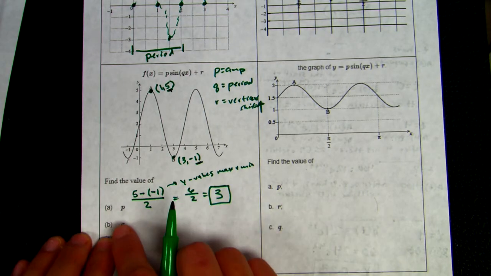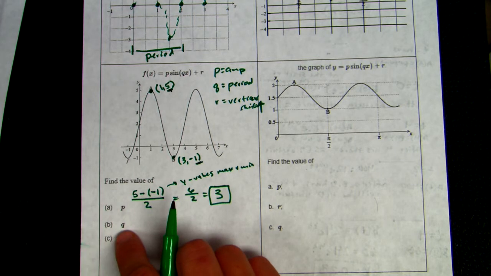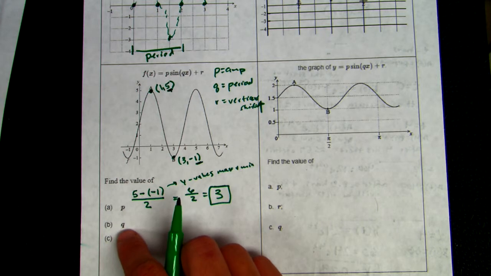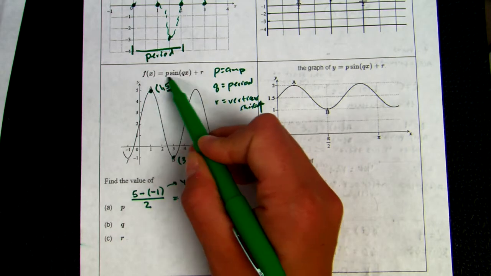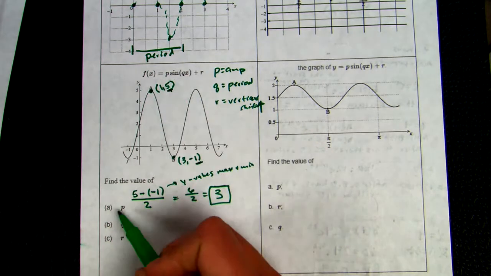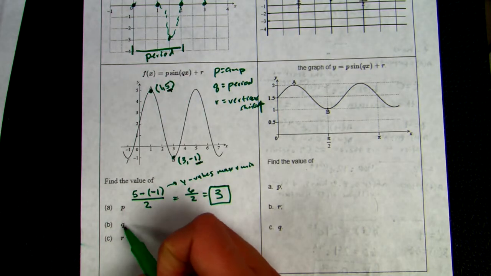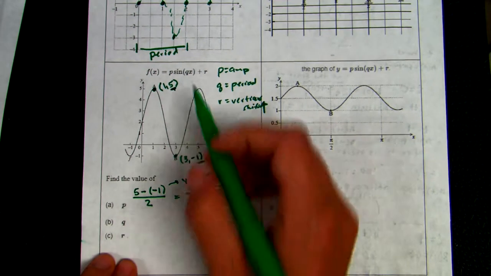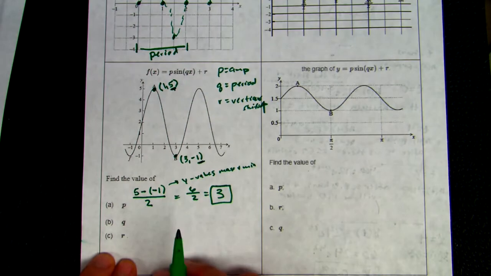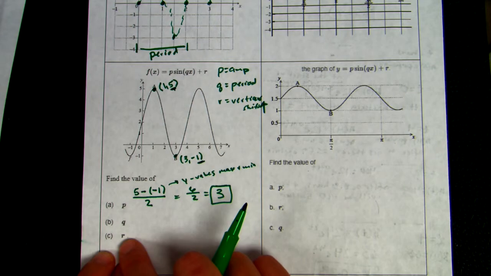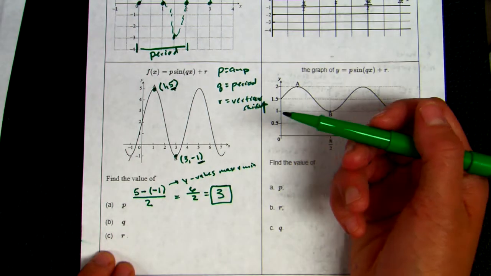Okay, well for Q, that's going to be the period of the function. This one gets a little bit trickier. The way that I figured it out is I said, okay, I know what this point is. Let me see if I can figure out R so I can plug it into my original equation. So I'm going to look at my value of R next because I know that's my vertical shift.